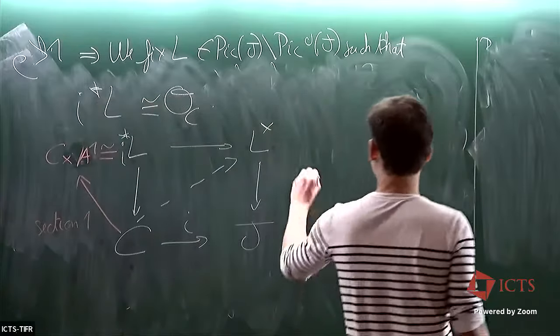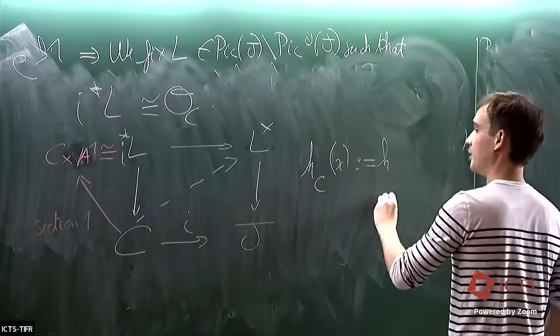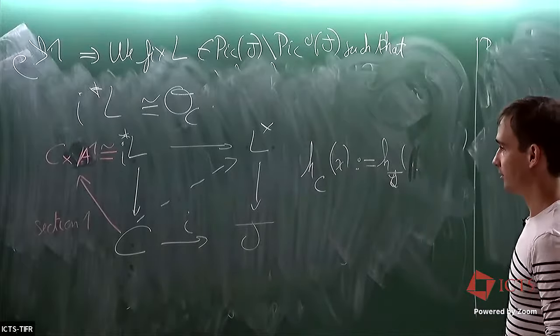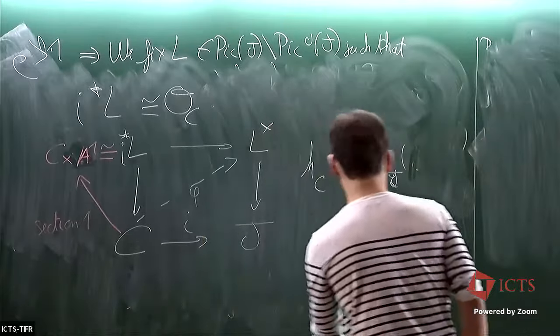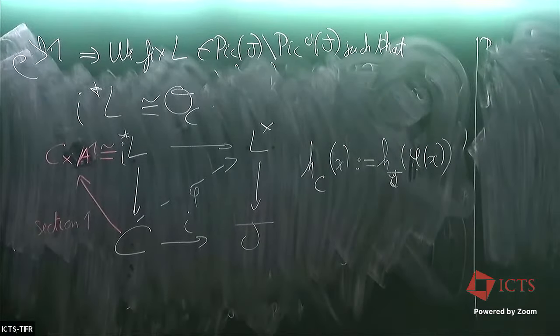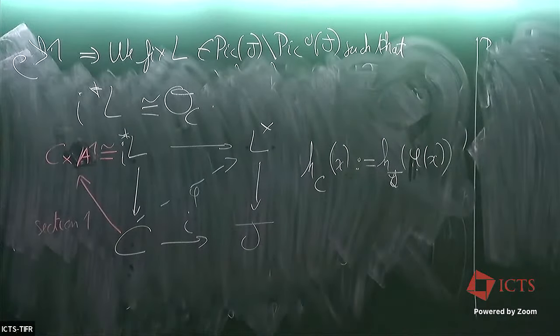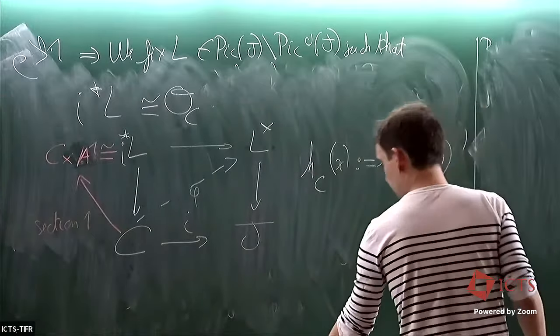I define HC of X to be H L bar of phi of X. Okay, so I have a height defined over Qp points on C. And now the game is just to show that it has the nice properties that allow me to isolate rational points inside Qp points.